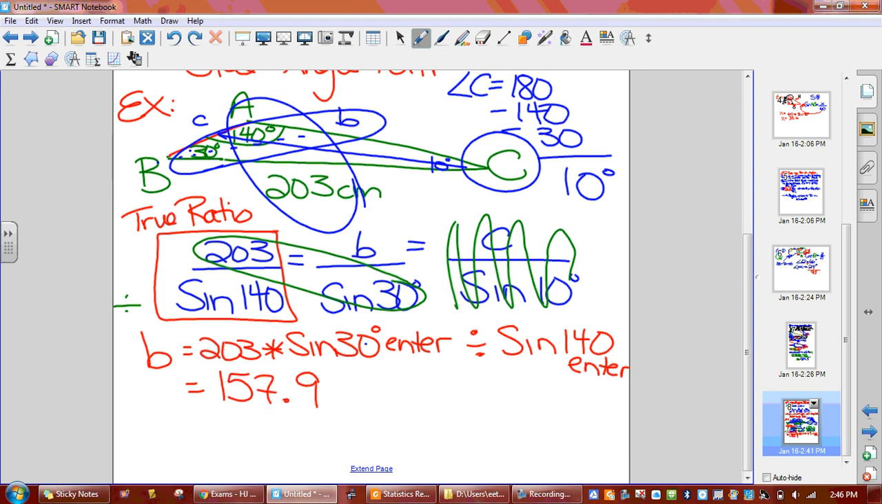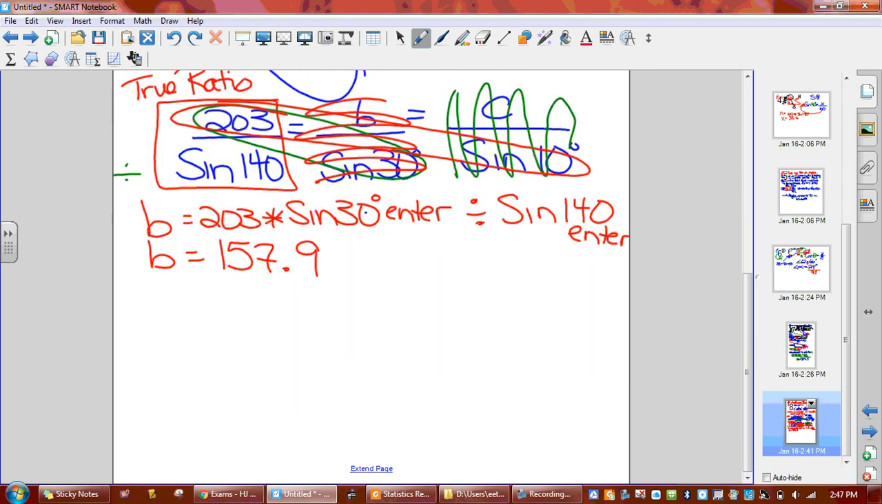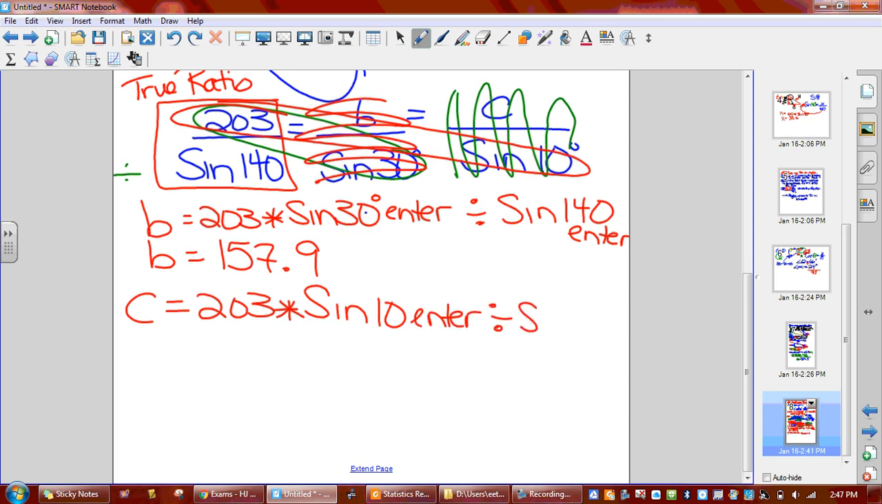So now I'm going to cover up the middle part, and I'm going to cross multiply 203 with sine 10. So now to find side C, I'm going to take 203 again, but now I'm timesing it by sine 10 degrees, enter, divide by sine 140 degrees, enter. Okay, that's going to give us side C, again to 1 decimal place, 54.8. Okay, so now we go back up to our triangle, and we know that C is 54.8. Okay, check your work, do the math.